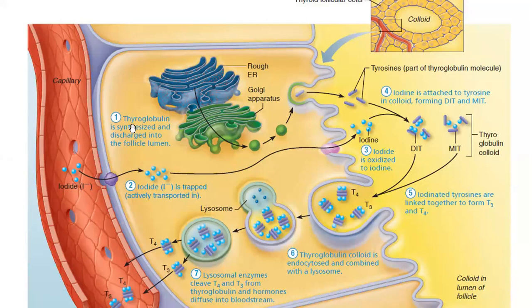Looking at this situation here, the thyroglobulin is synthesized and discharged into the follicular lumen. Okay, we have that. Now, what we have here in step 2 is iodine is trapped, actively transported in. It binds here and then fuses along this cell membrane. And when it fuses, you have the degradation of this transport, and the release of iodine is then trapped and moves across this channel, moving here into this area.